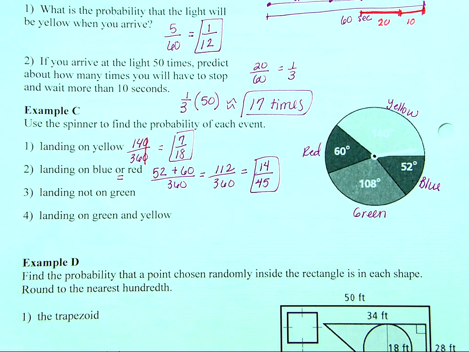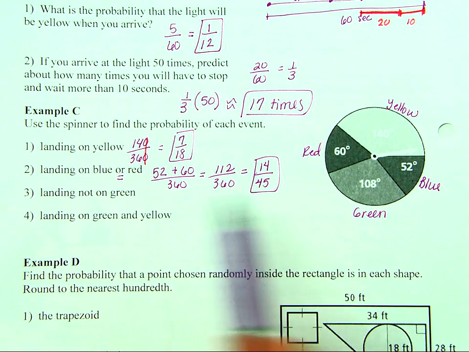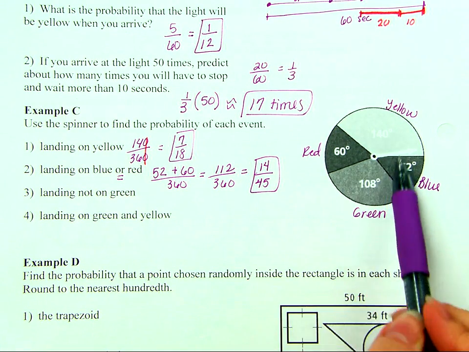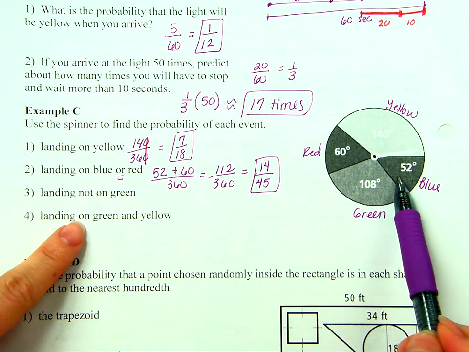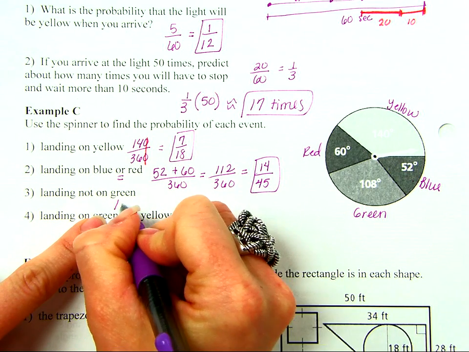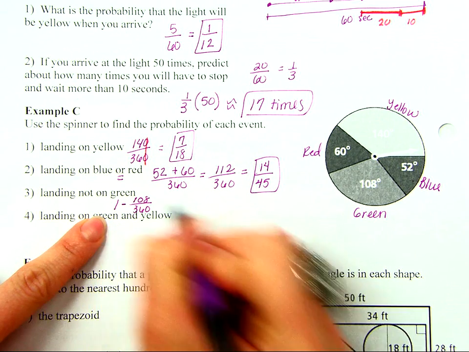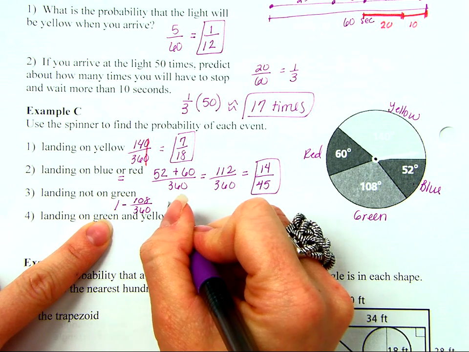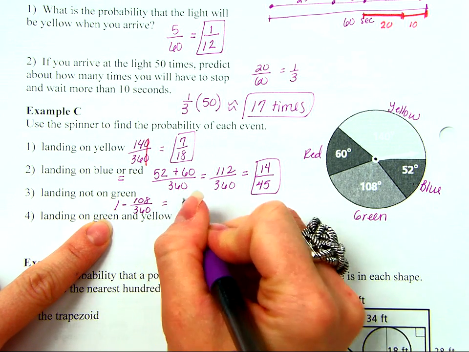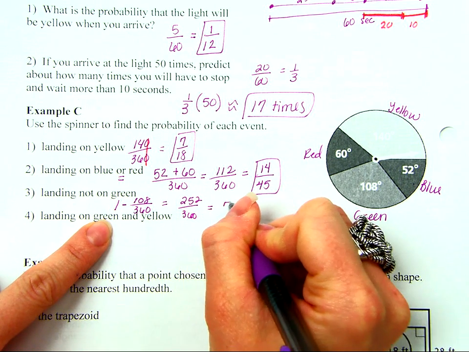What is the probability that we would land not on green? Well, not on green means I could land red, yellow, or blue. So again, I could add those 3 up and take it out of 360. Or not on green, meaning I could just simply subtract out the probability of green. I know my probability has to equal 1, and I could subtract out the 108 over 360. In the end, after you've done some reducing, well, initially you find out you get 252 out of 360, which in the end is going to reduce to 7 tenths.